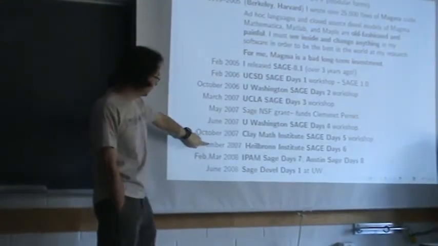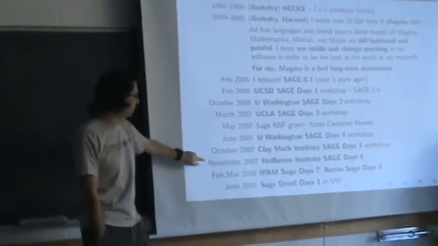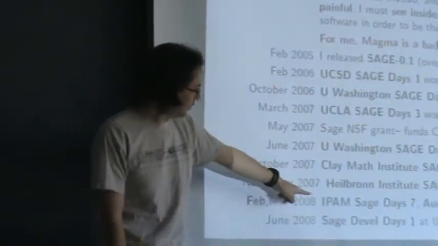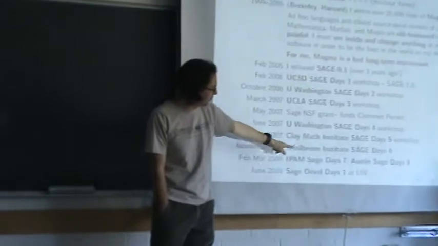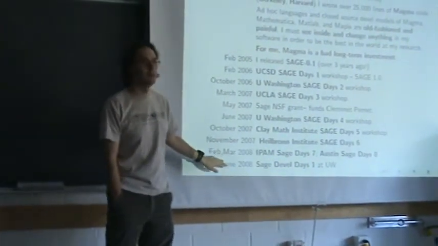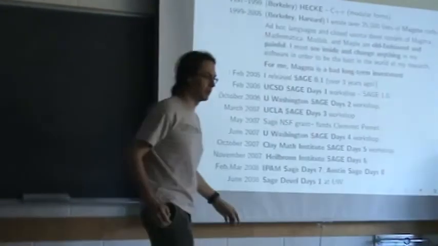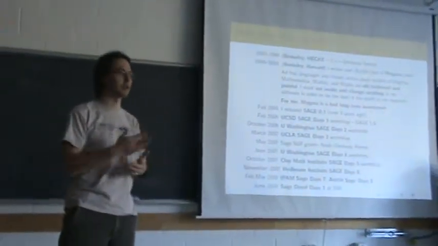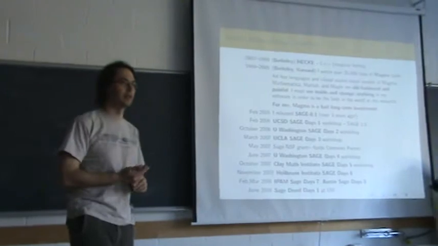Then in November, in Bristol, England, we had another SAGE Days workshop. And we had one at UCLA at IPAM again, and one in Austin, Texas recently. And the next one will be in June here at UW, in the middle of the month, right after finals week. So we're having a bunch of these workshops, and this is going to continue on and on. I have secured funding for 3 workshops a year for the next 5 years. So there's going to be quite a lot of workshops.